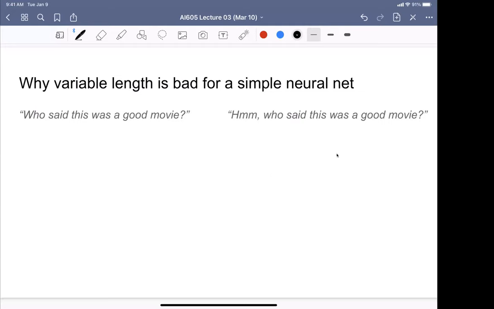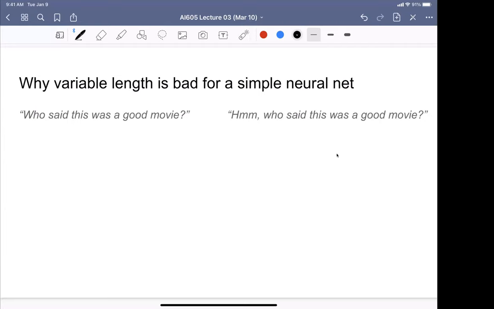Sorry about that. Okay, so why is variable length bad for a simple neural net? It's not really only about variable length, but text has a really interesting characteristic: if you just add one word, it changes the meaning of the entire text. So it's very discrete, unlike an image, which is very continuous. Just changing one pixel in an image will not really change its meaning, but in text, if you put the word not in front of any sentence, then it becomes negative, right? So it's very discrete and it flips really easily.